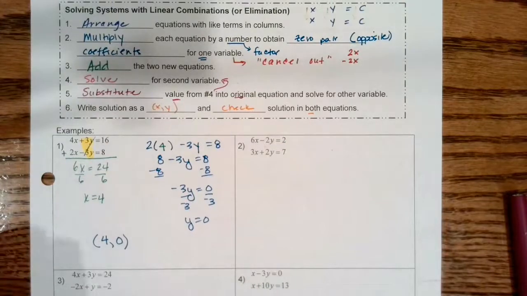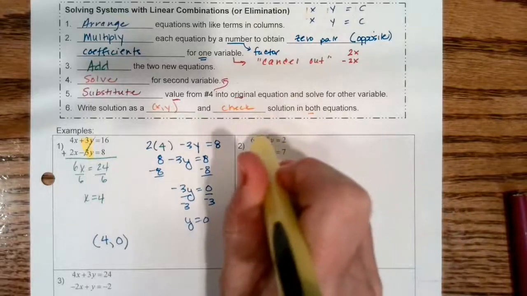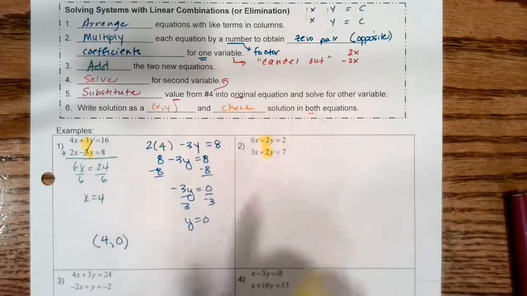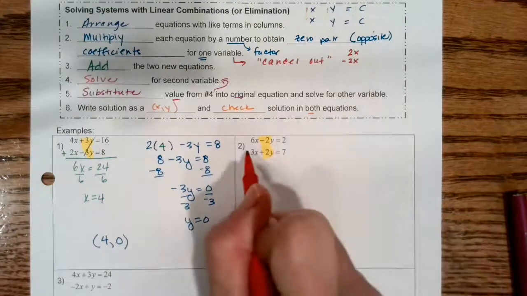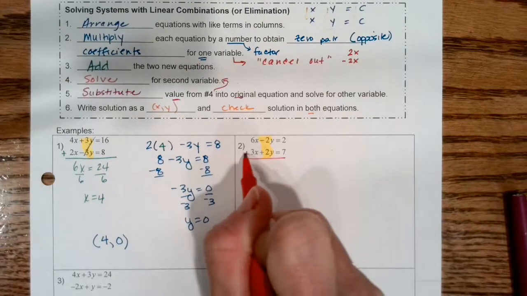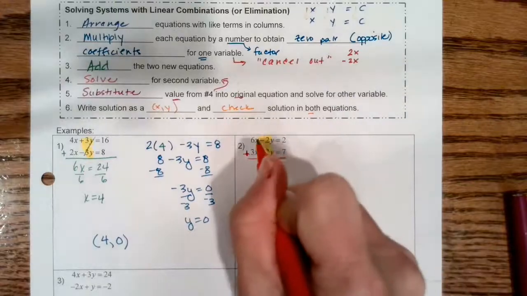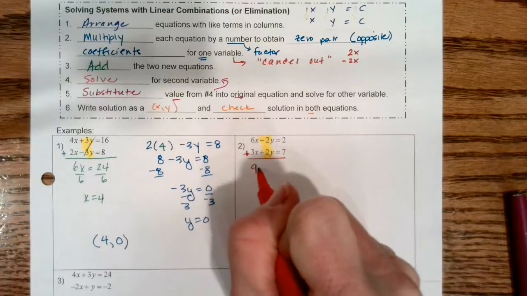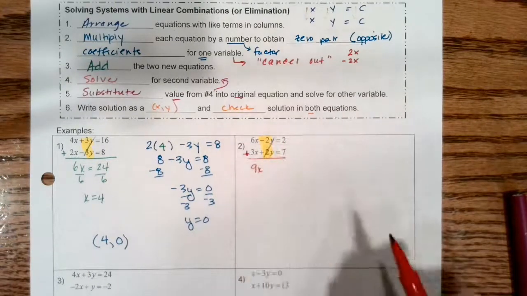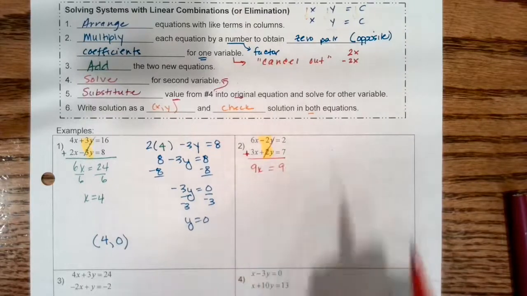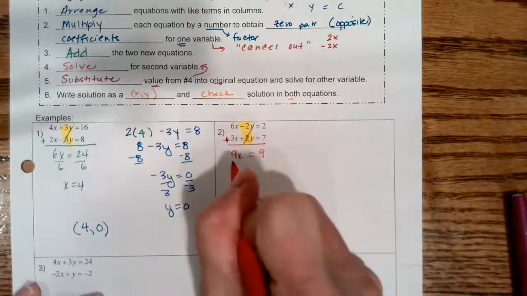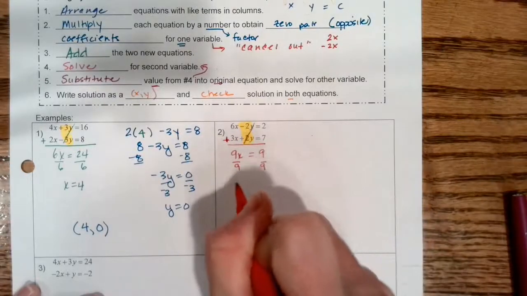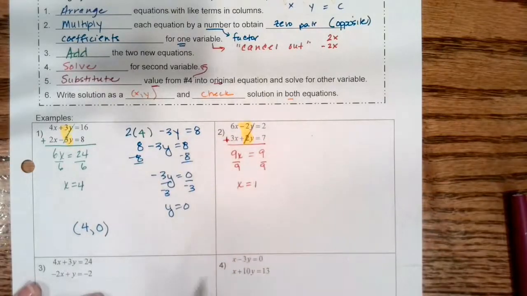Alright, next up, we'll do this one. Here's my zero pair, positive and negative y. We'll go ahead and add the equations together. 6x's and 3x's are 9x's. My y's cancel out, and I get 9. Divide each side by 9, and x has a value of 1.